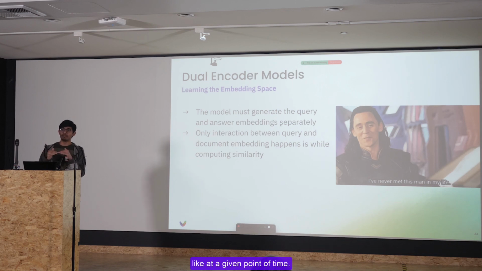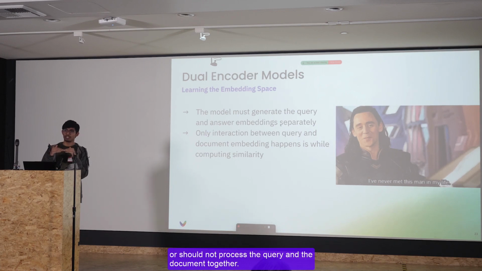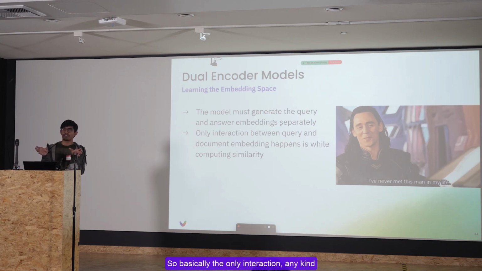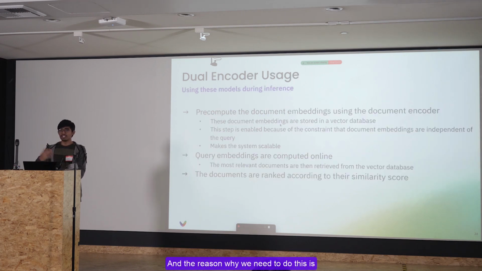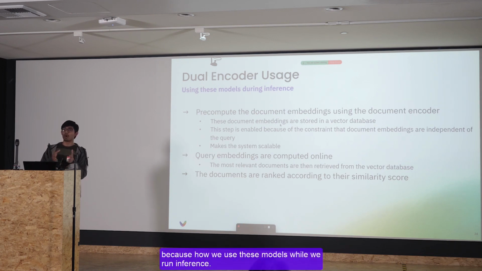At a given point of time, the model should not see or process the query and the document together. The reason for doing that, I'll cover in just a bit. Basically, the only interaction between the query and the document happens to compute the similarity between them, and there's no interaction before that. The reason we need to do this is how we use these models while we run inference.